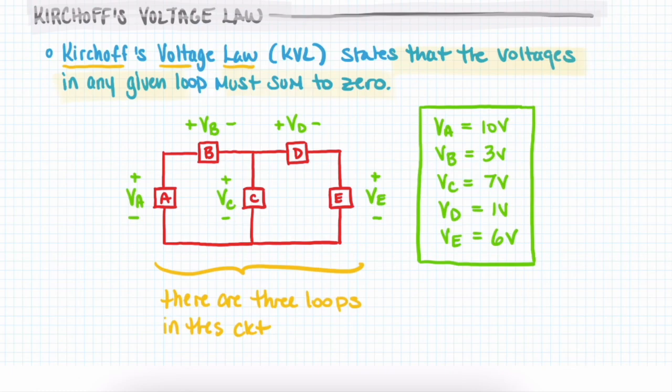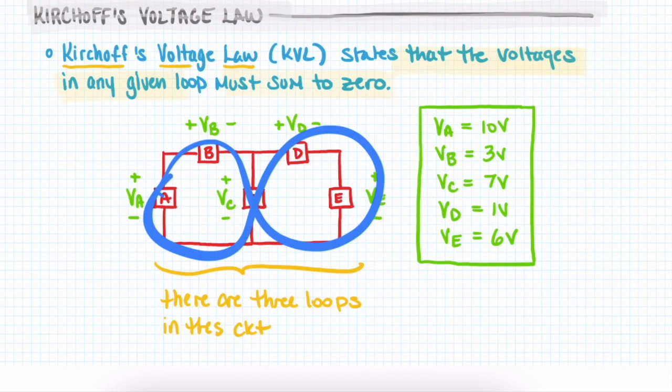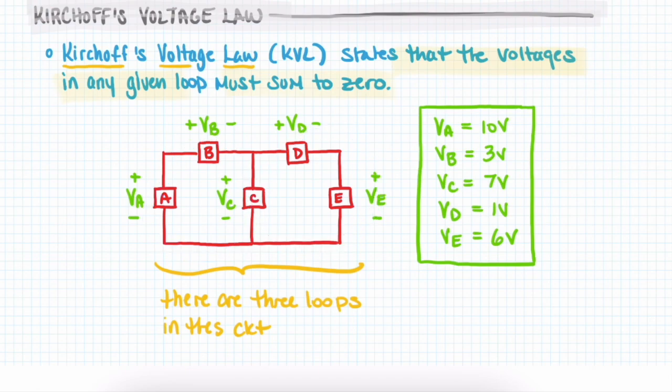For a loop, there's two rules essentially. It has to return to the spot that it started, okay? And it can't pass through any branch or any node more than one time. Okay, so the infinity symbol breaks that because, right, it passes through that branch C 2 times. All right, now let's assume we have these given voltages over here.